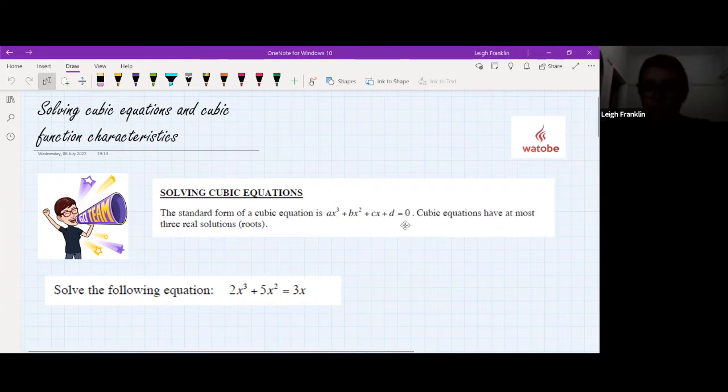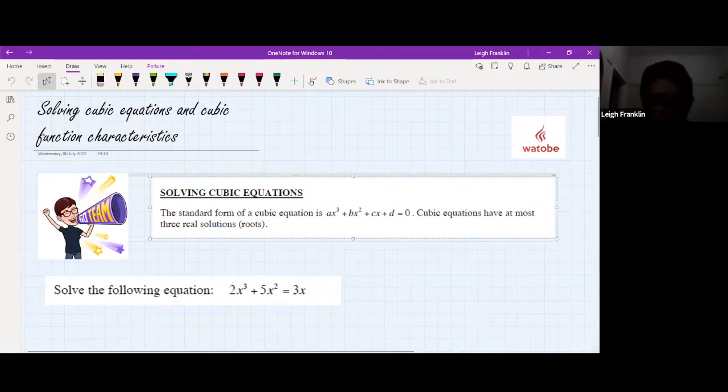So all cubic equations come in the standard form, ax cubed plus bx squared plus cx plus d equals 0. Just like we solve a quadratic equation by factorizing and making it equal to 0, letting y be equal to 0 because y is equal to 0 all the way along the x-axis, cubic equations follow exactly the same process. We have to factorize them, make it equal to 0, and then once we've got our bracket times our other bracket, we can calculate what the x-intercepts are going to be.